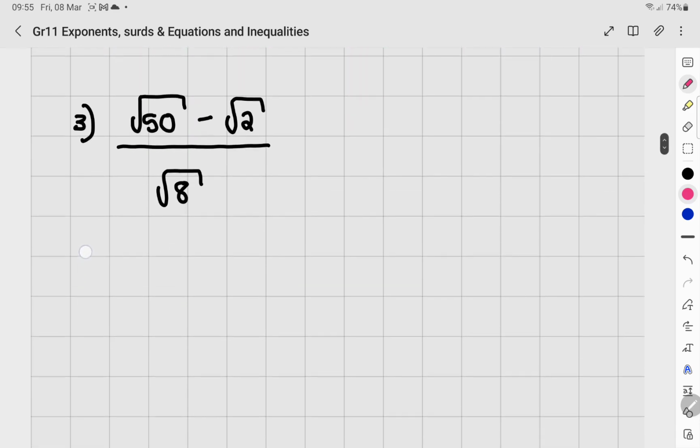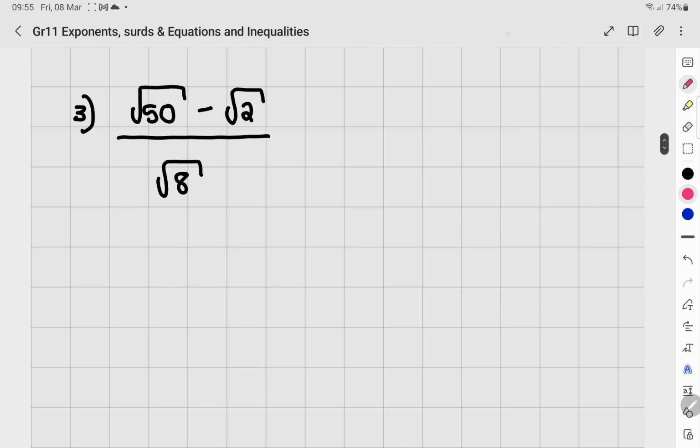Okay. Let's quickly look at this, number 3. First steps first, we want to get rid of our square roots. So 50 is going to become 50 to the power of half, minus 2 to the power of half, over 8 to the power also a half.